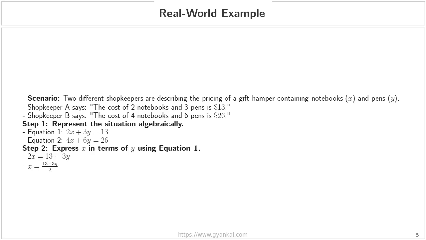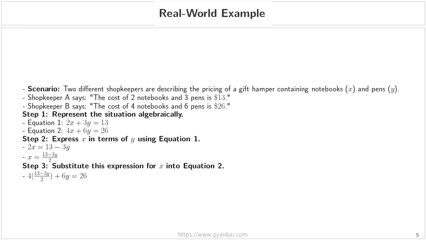Now, following the procedure we discussed in the previous slide, let's move to step 2, where we isolate one variable. Let's take our first equation and express x in terms of y. If we subtract 3y from both sides, we get 2x equals 13 minus 3y. To get x by itself, we divide the entire side by 2, giving us x equals 13 minus 3y, all over 2.